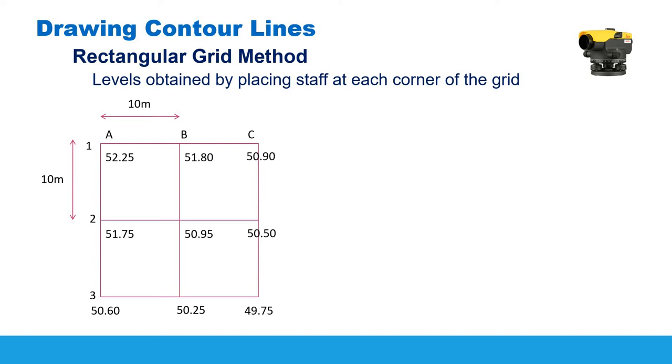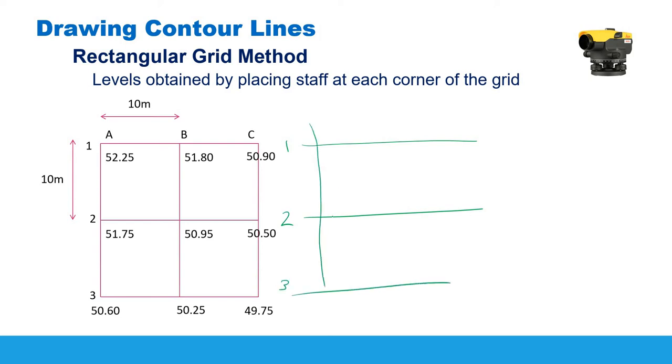So first you need to set out a grid on the ground like this. For example, a grid. Let's call this line 1, call this line 2, line 3, line A, line B, line C, D, E, F, etc. It depends on the size of your area.